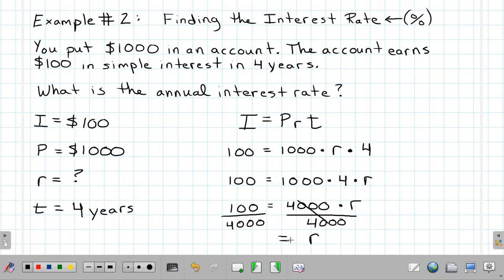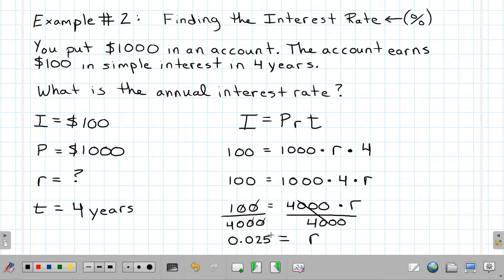Well, what is 100 divided by 4,000? Once again, if you're a little clever with it, it's going to be the same as doing 1 divided by 40 because you have 2 zeros here. But don't expect everybody to be able to do this in your head. If you need to, double check yourself. Do 100 divided by 4,000 or 1 divided by 40, and you get 0.025.